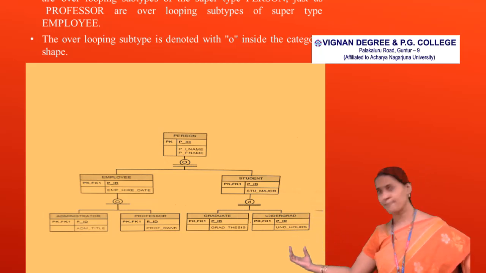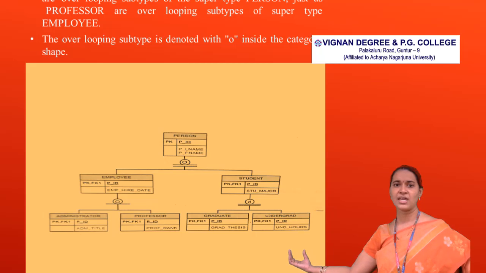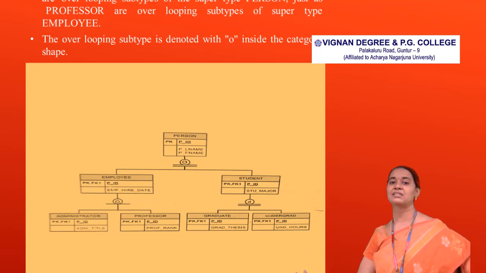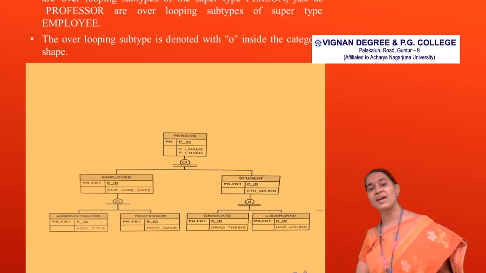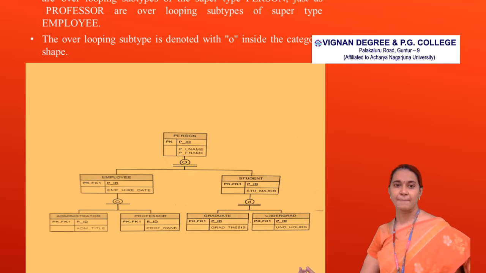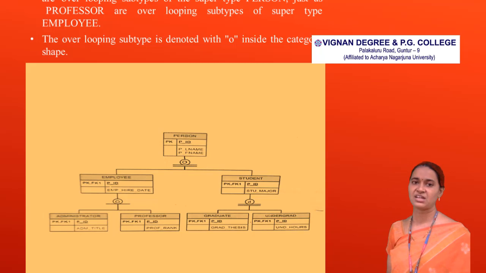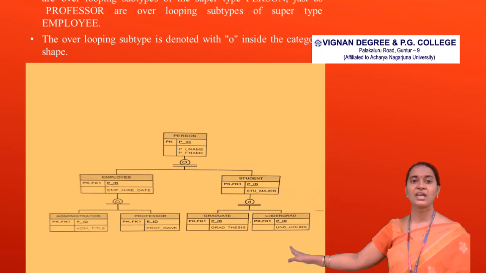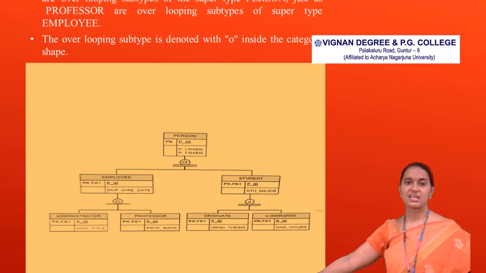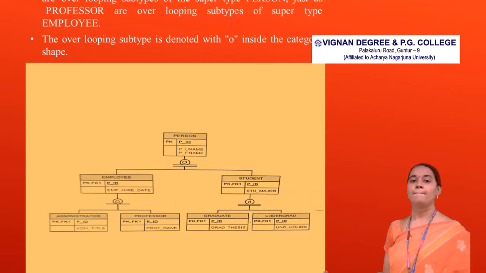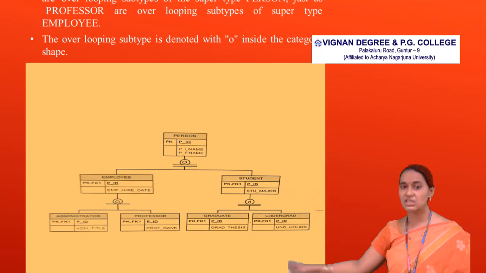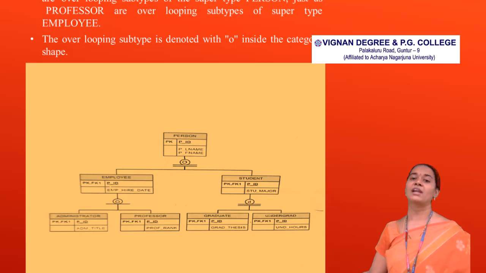Now if I consider employee again, this is also an overlapping constraint. I consider this employee as an overlapping constraint because an employee can be an administrator as a HOD, and also a professor taking his own classes. So this is also considered an overlapping constraint.